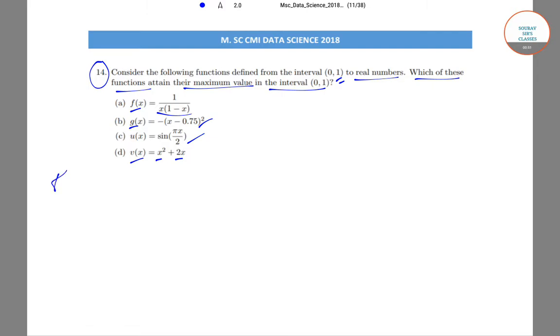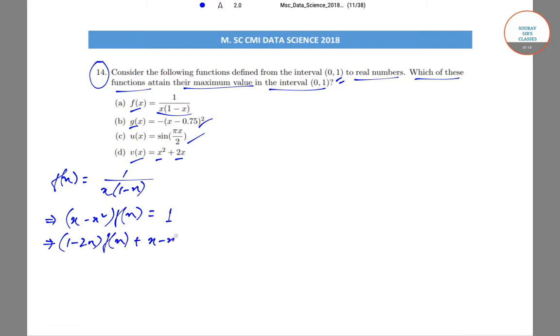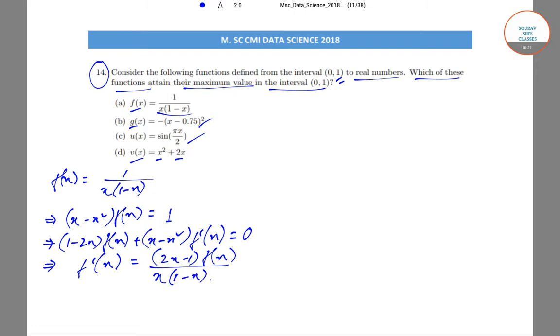It has been given that f(x) = 1/(x(1 - x)). So we can write (x - x²) f(x) = 1. Now if we differentiate it, we get (1 - 2x) f(x) + (x - x²) f'(x) = 0. And this implies that f'(x) = (2x - 1) f(x) / (x(1 - x)).